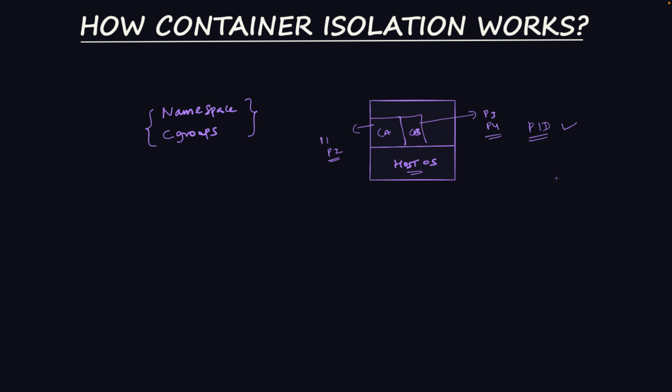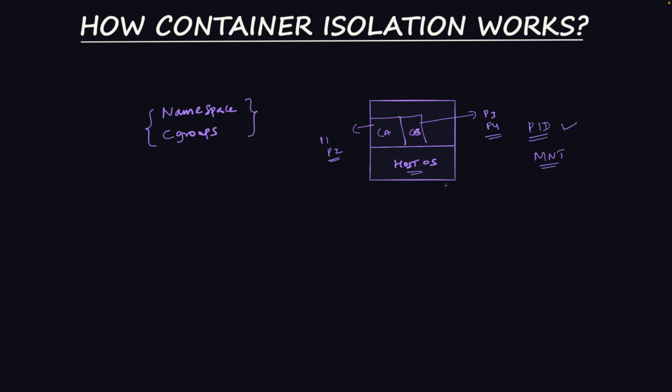And for that, we use another namespace from Linux called mount namespace. And this mount namespace allows us to create this file system isolation. So what happens behind the scene is when a container is started, then within that container, we mount a particular path from the host as a root.